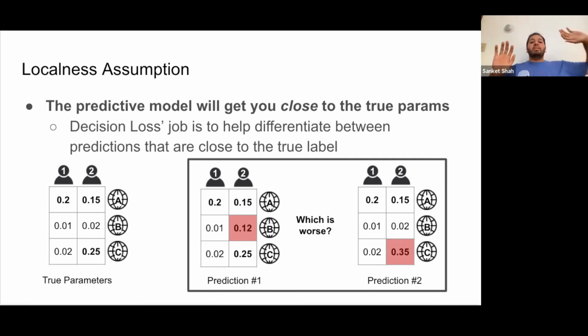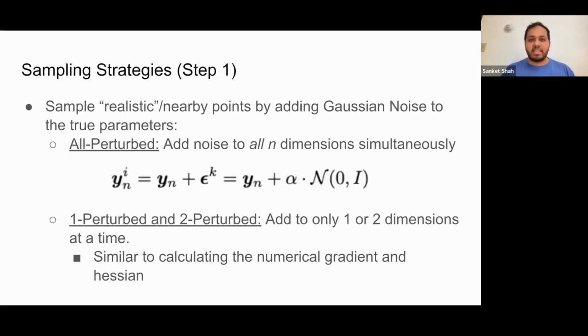So, okay, if you make this assumption, how does this help you generate the data set? Well, we've assumed that the predicted parameters will be close to the true parameters. So maybe to generate a realistic data set, all you have to do is sample points near the true parameter.